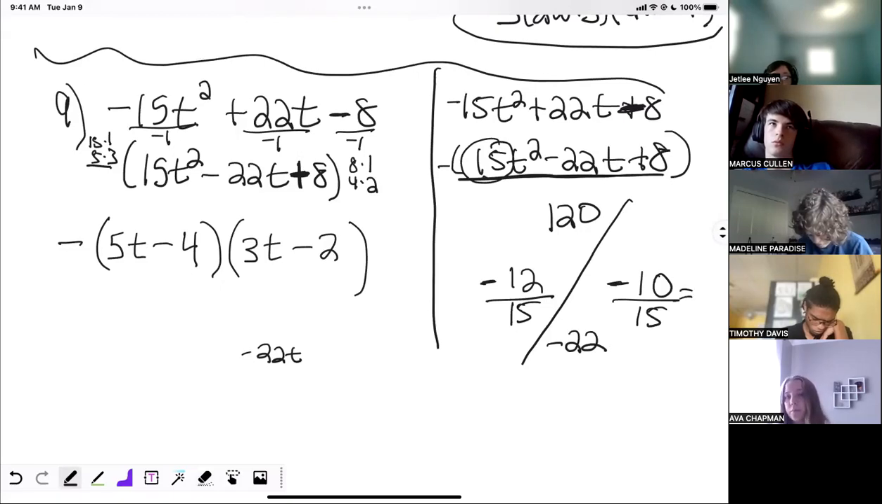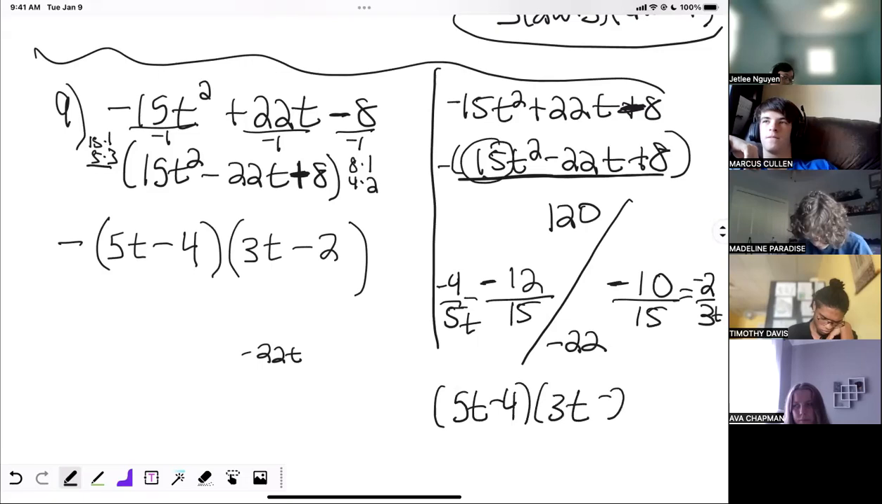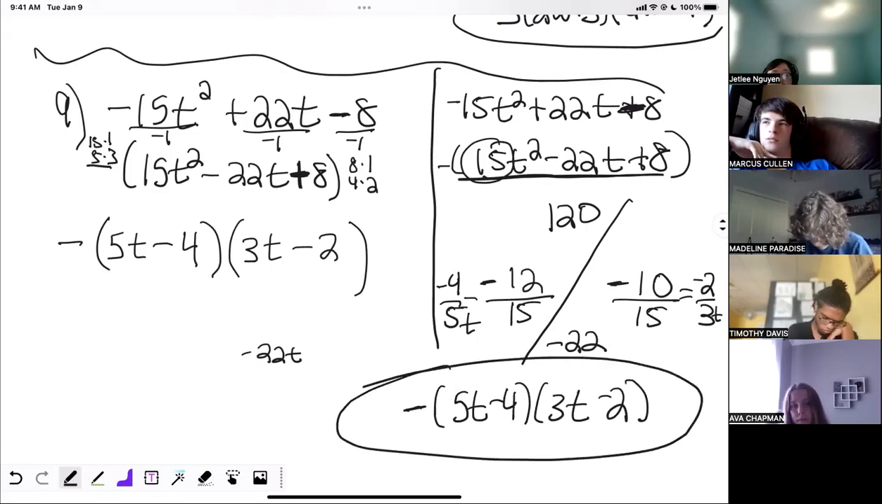All right, let's do it again. Divide by 3 is negative 4 over 5. That's good. Okay, divide by 5 is negative 2 over 3. Now let's do this again. So that's just a t and that's a t. Now we have 5t minus 4 and 3t minus 2, and we can't forget to bring the negative down. There you go. If I could divide right, it'd be great.